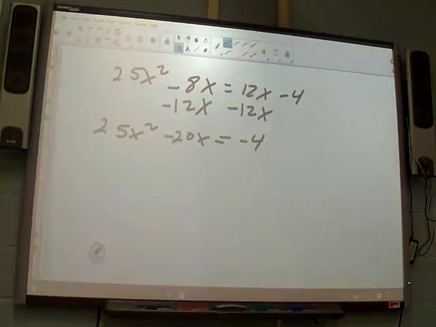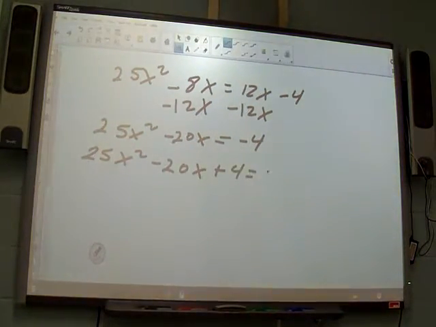Now, because I made it a two-step, what do I have to do now? Add 4. So 25x squared minus 20x plus 4 is equal to 0.